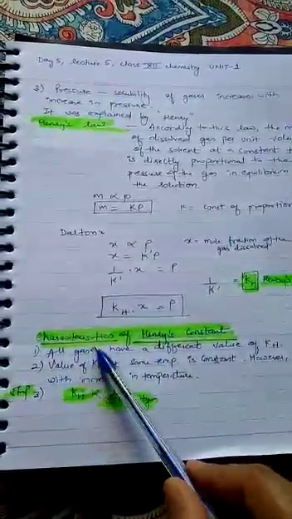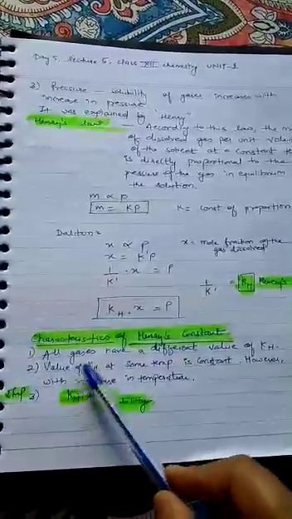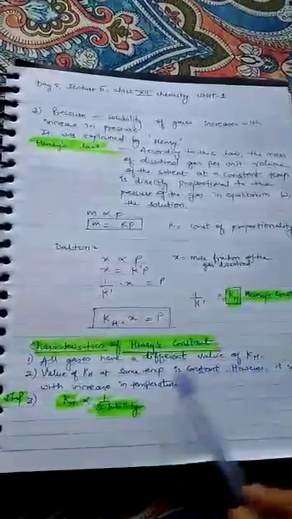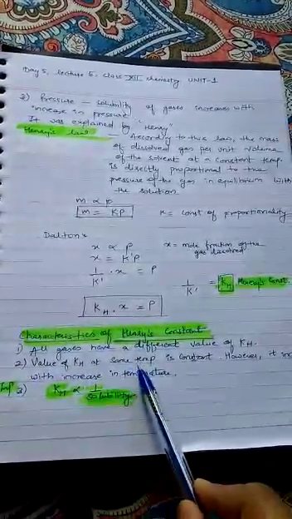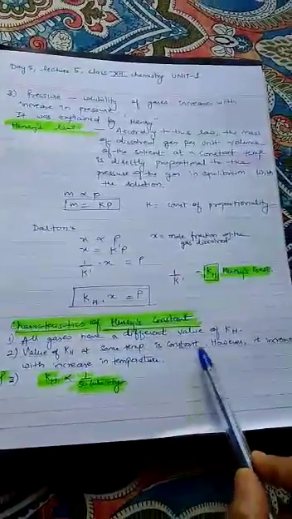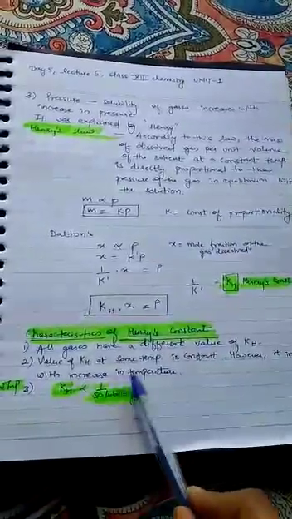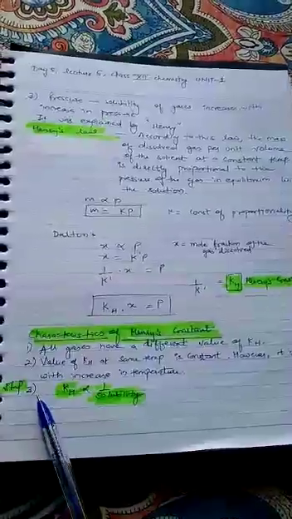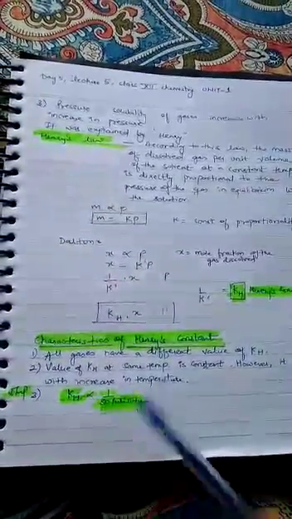Now if we discuss the characteristics of Henry's constant, then the first point is all the gases have a different value of KH, that is Henry's constant. Second characteristic, the value of KH at the same temperature is constant. However, it increases with increase in temperature. And the third characteristic of KH is very important, that is KH is inversely proportional to solubility.